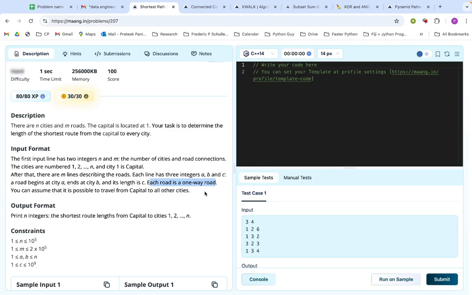That is also an important fact given in the question. And you can assume it is possible to travel from the capital to all other cities. That is, it talks about the reachability. From the city, we can always find a road or a set of roads to any other city. So there is a single component if we think of it as a directed graph. So this is a directed graph. Each road is a one-way road, and that's all we have here.